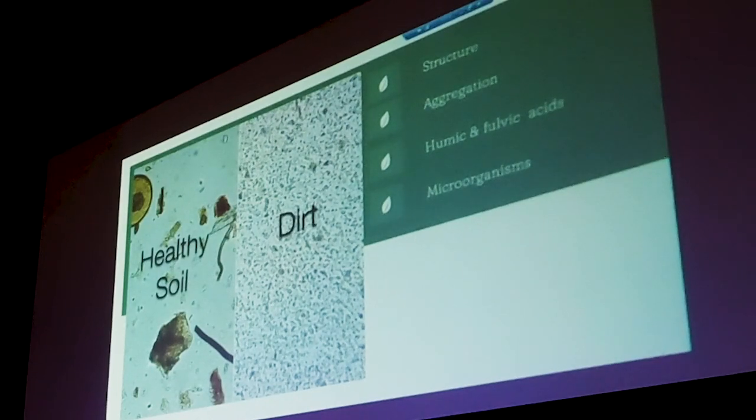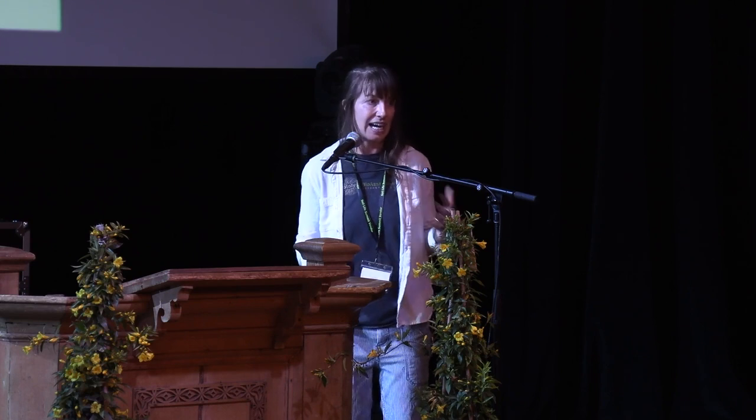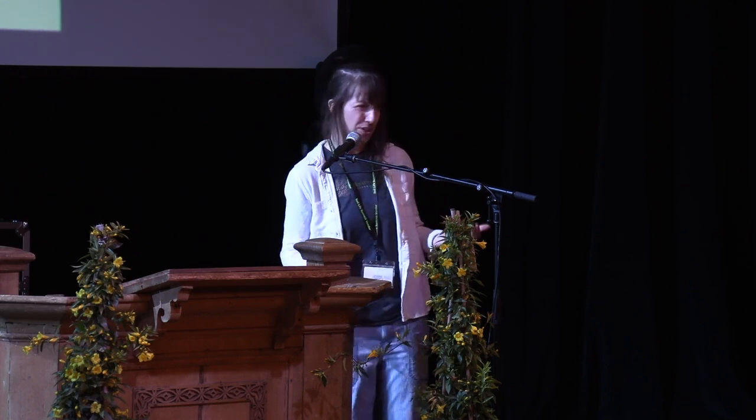So using this microscope to tell how often we are going to need to add compost extracts and teas. How much compost do I need to put in? Where am I at in the system? Do I have a thriving ecosystem at all?